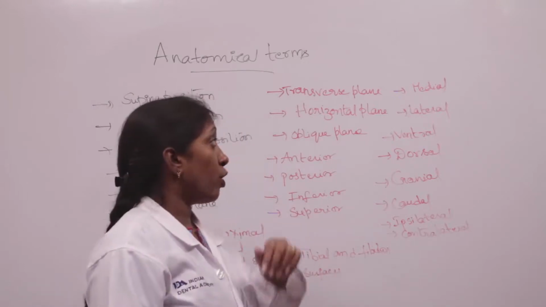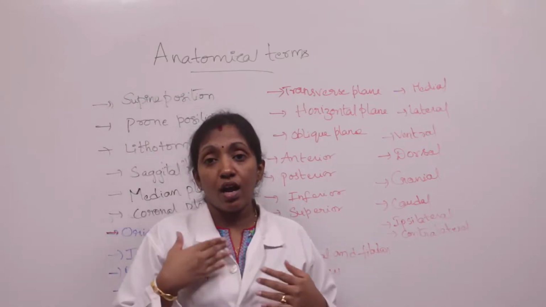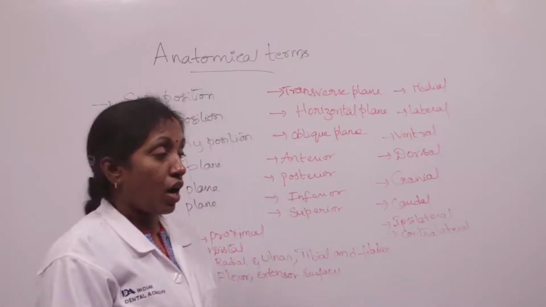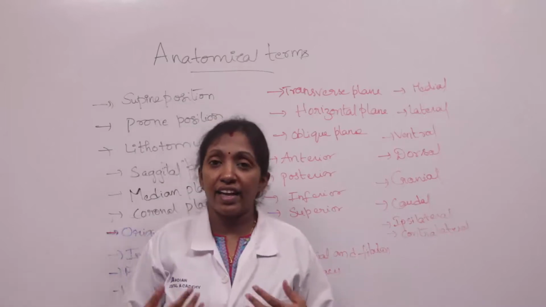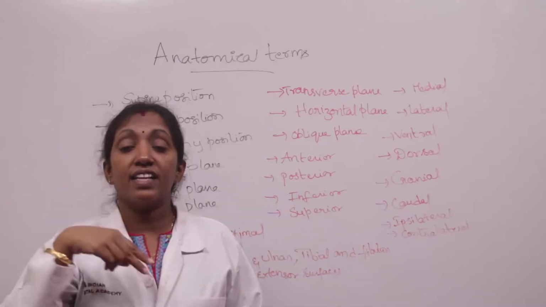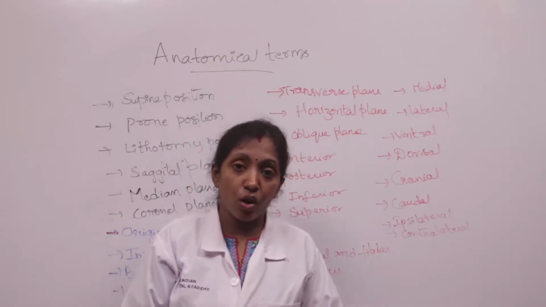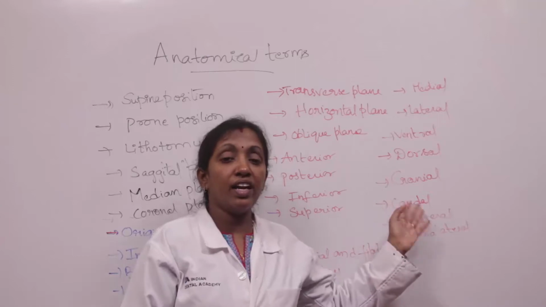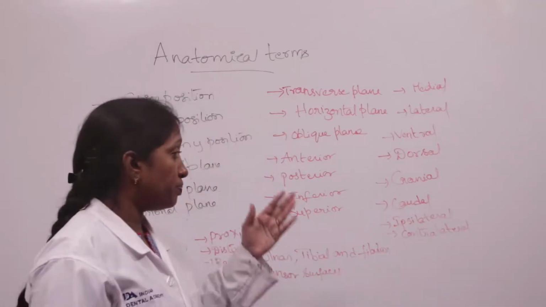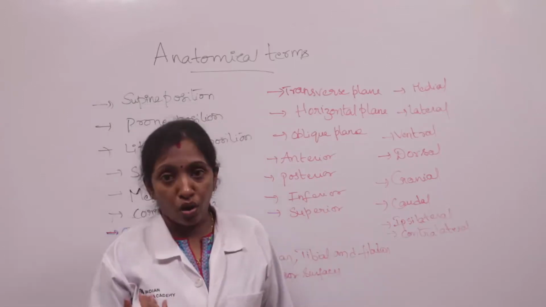And some more anatomical terms are ventral and dorsal. Towards the belly is the ventral side, towards the back is the dorsal side. And also we have cranial and caudal: towards the head is the cranial side, and towards the tail is the caudal side. With these ventral, dorsal, cranial and caudal, we will usually discuss them during embryology. And ipsilateral means on the same side, contralateral means on the opposite side.